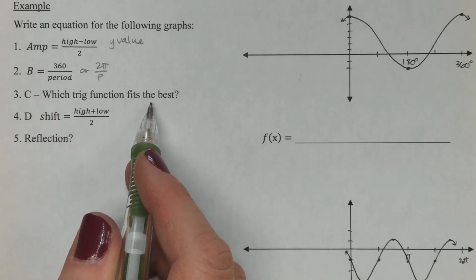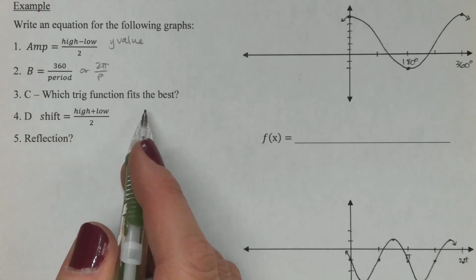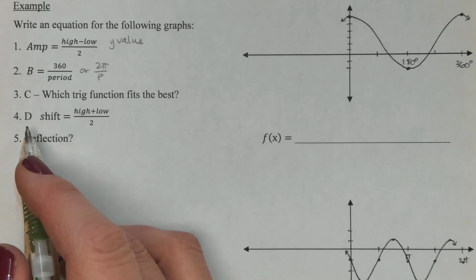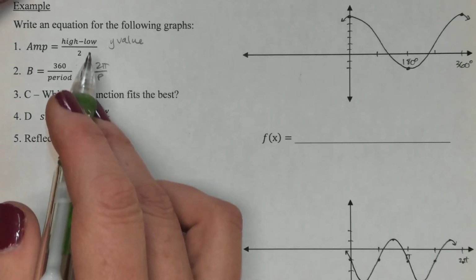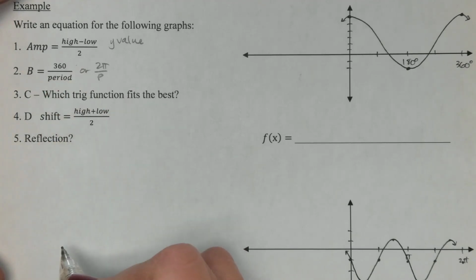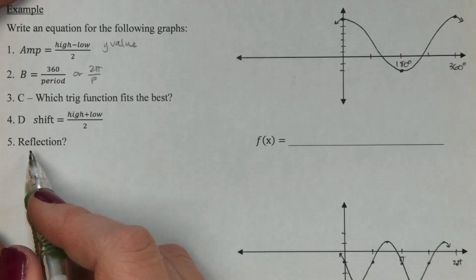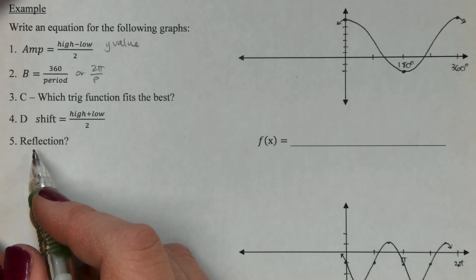That's where I was talking about some of them fitting one trig function better than the other. And then our d shift, so that up or down, is found by doing high plus low divided by 2. So the same values, you're just going to add them instead. And then we always look for a reflection at the end, see if we got to flip it.